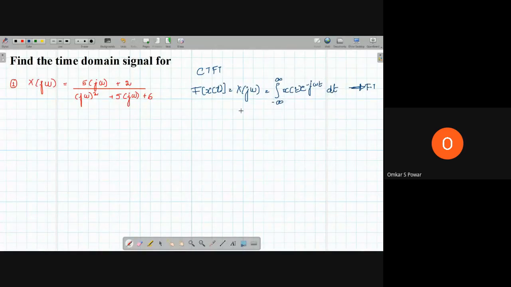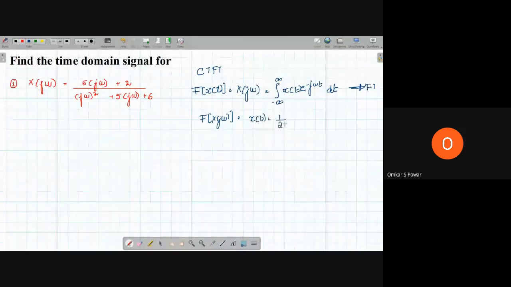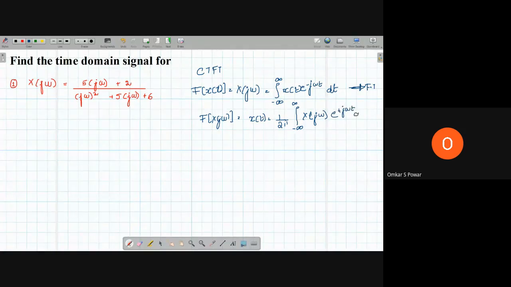What is the equation for inverse Fourier transform? The equation for inverse Fourier transform, from X of j omega to x of t, is x of t equal to 1 by 2 pi integral from minus infinity to infinity of X of j omega e power plus j omega t d omega. So using this equation, you can get the time domain signal from the frequency domain signal. These two equations we have to keep in mind while solving these CTFT problems.